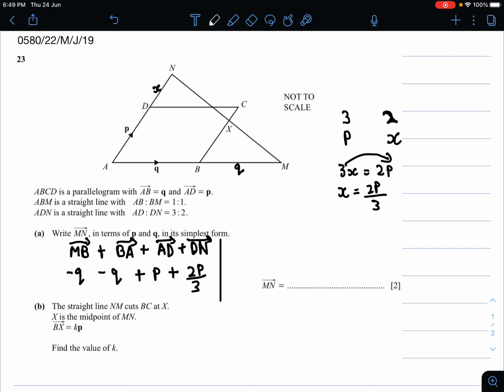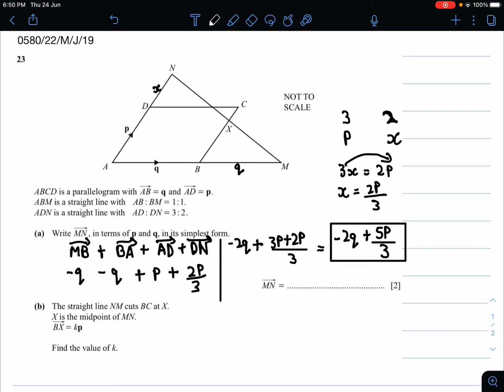So let's do that. So minus 2q, because minus 1 becomes minus 2, so minus 2q plus, you take the LCM, so LCM is 3, so you multiply p with the numerator and denominator both by 3, so 3p plus 2p divided by 3, because they have a common denominator now, so we can write it as a single fraction. Now if we simplify further, minus 2q plus 5p divided by 3. Therefore this will be your final answer for part A.